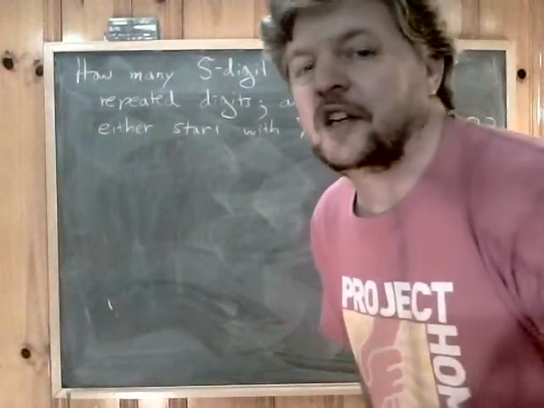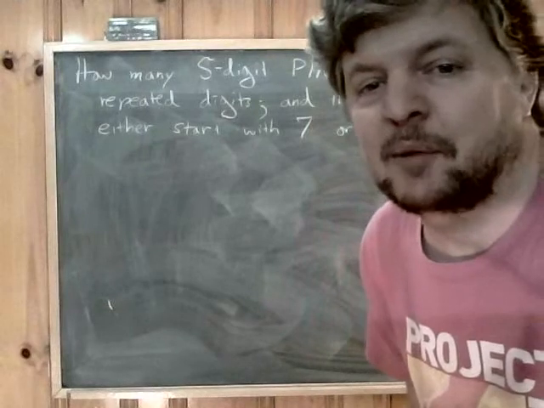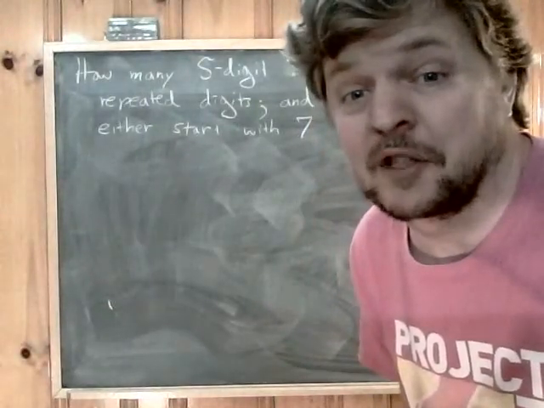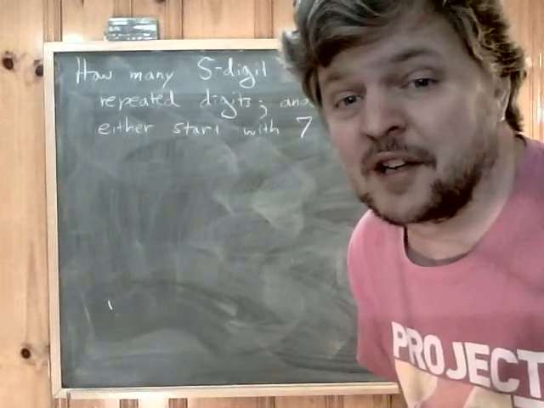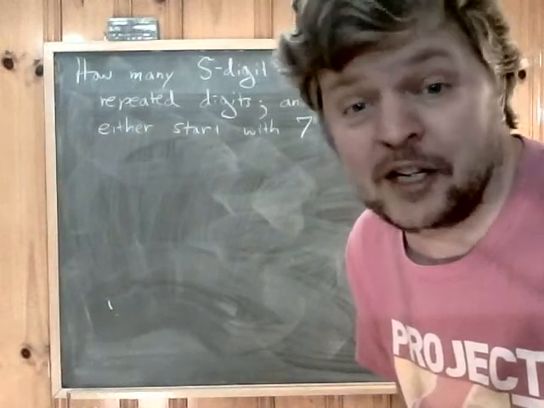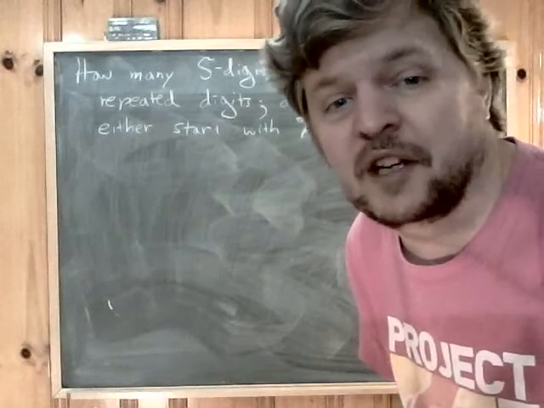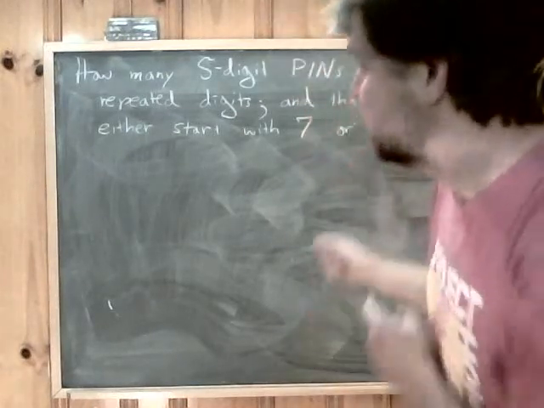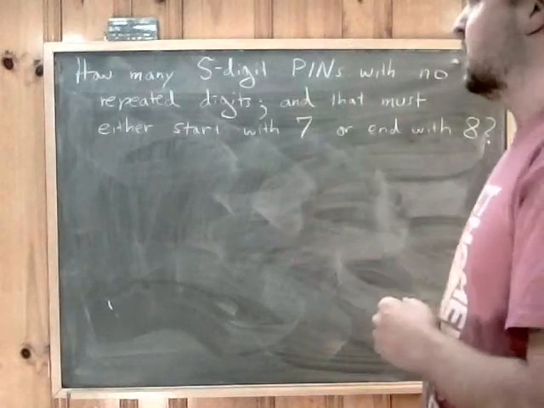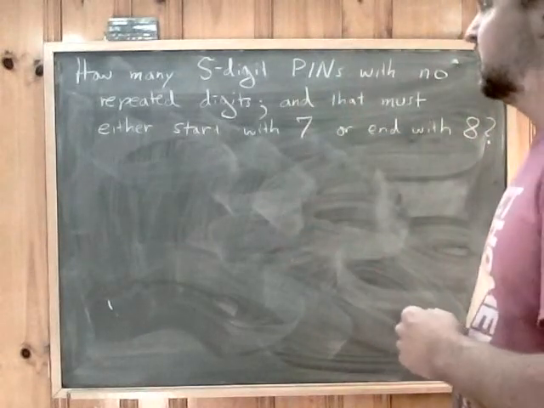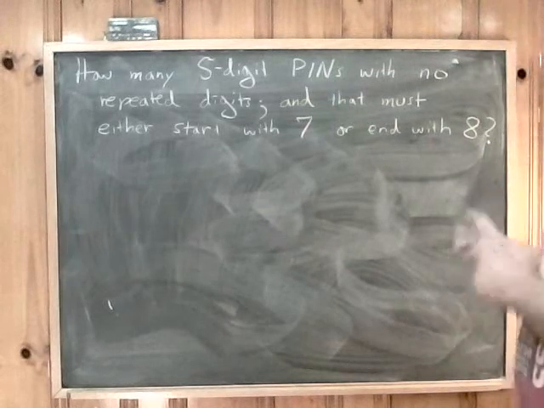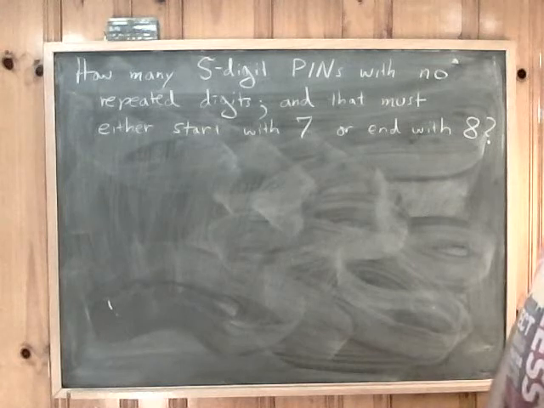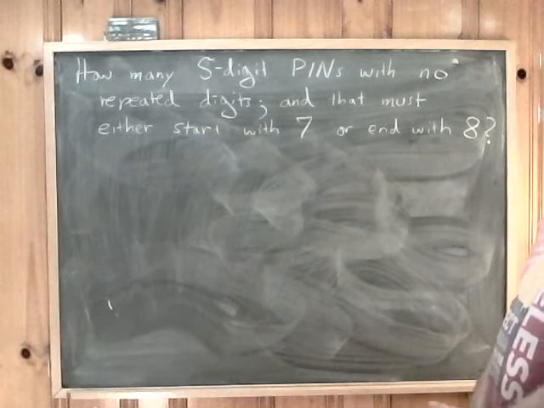Okay, we have a short problem for today. After that extra long problem that we did last time, I thought it would be a good idea to back up and do an easier version that we'll be able to work up to the big one. Here it is. It says how many 5-digit pins with no repeated digits and that must either start with 7 or end with 8.